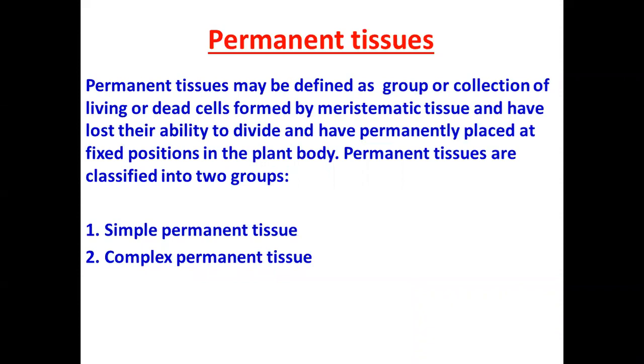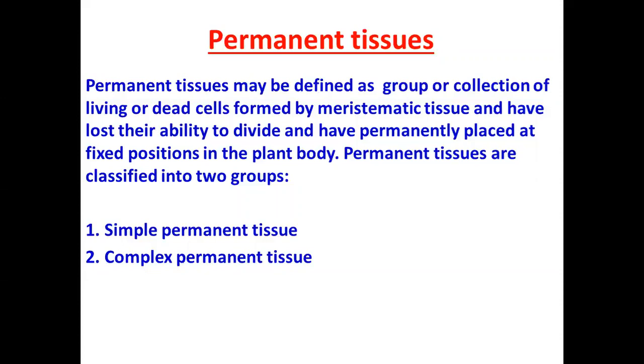Permanent tissues. Now what is this permanent tissue? Permanent tissues may be defined as a group or collection of living or dead cells formed by meristematic tissue that have lost their ability to divide and are permanently placed at fixed positions in the plant body. Permanent tissues are classified into two groups, that is simple permanent tissue and complex permanent tissue. In simple terms, permanent tissue originates from meristematic tissue only and becomes permanent at fixed positions in the plant body.